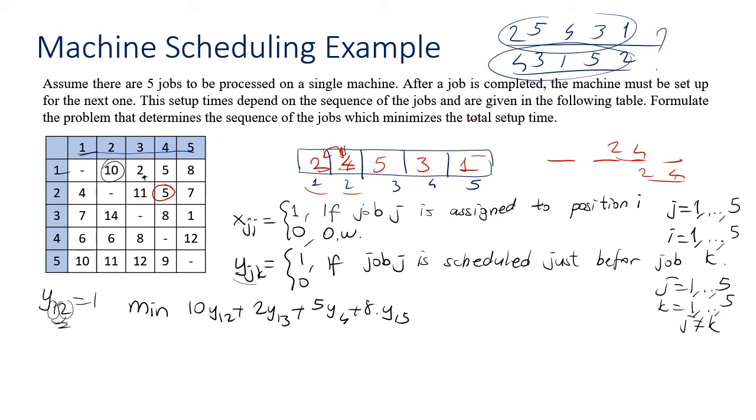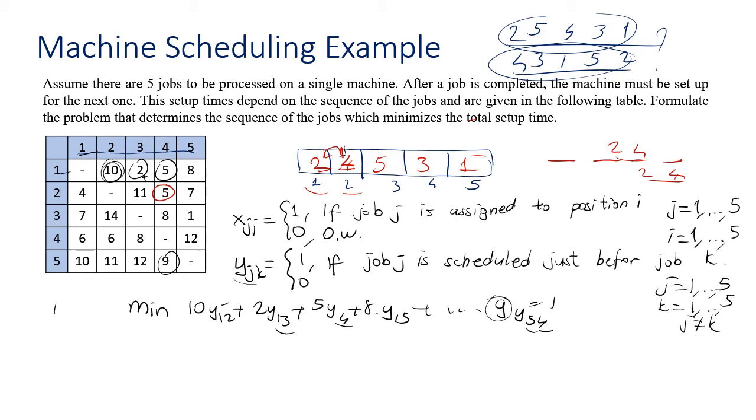So I'm multiplying each one of these setup times with the decision variables, and the last one will be 9 times y54. I'm multiplying the setup times with the associated variables, so that if this is 1, then the setup time is 10. If this is 1, then the setup time is 9. So if job 4 follows job 5, then the setup time will be 4 units.